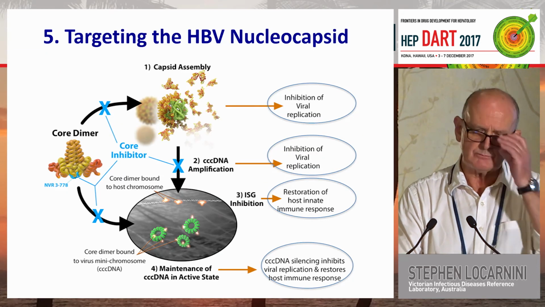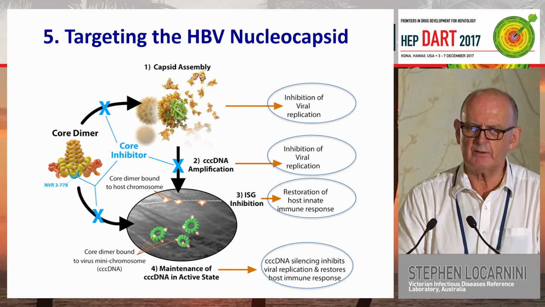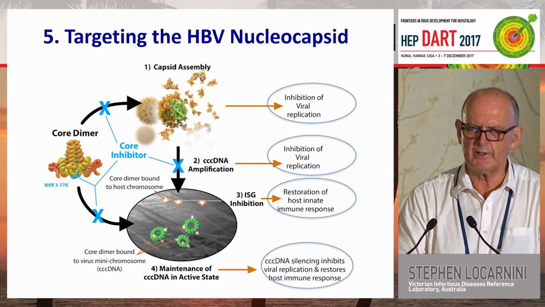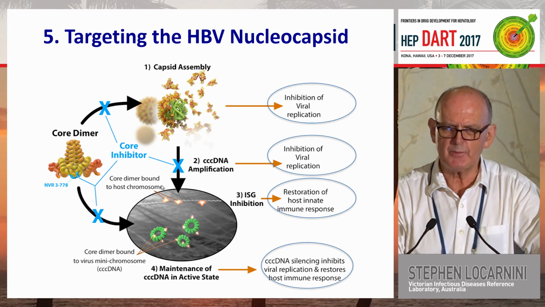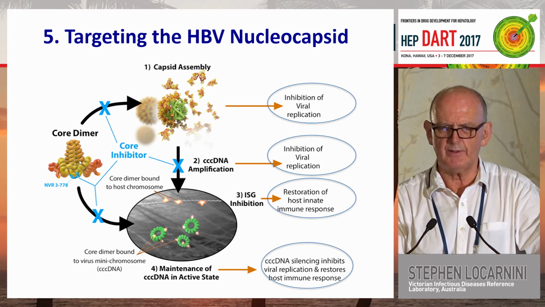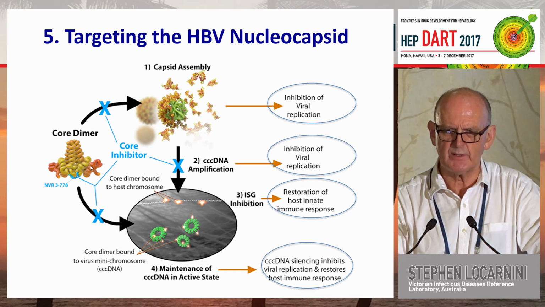Now the second last target I'll look at is the HBV core protein. The core protein is really like a gatekeeper of HBV replication. It regulates not only assembly and amplification of cccDNA, but also the maintenance of the minichromosome. It even has some immunological effects as well. In terms of its structure, it forms dimers, and these dimers assemble into the nucleocapsid.